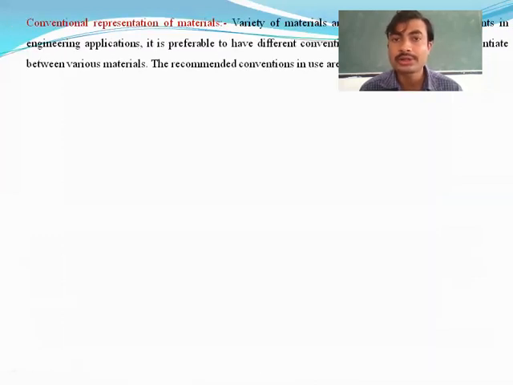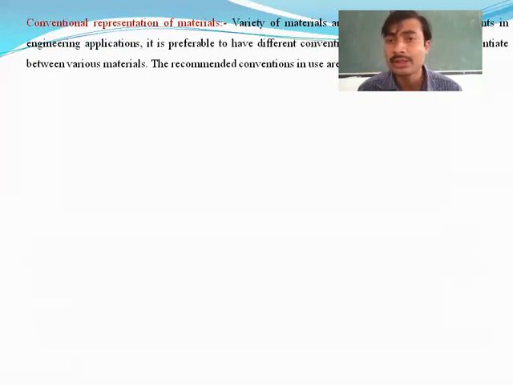The next one is conventional representation of the material. Why is the conventional representation of the material required? Being an engineer, we should have knowledge about each and every material. Suppose you take any machine component or any building material, house construction, etc. The machine will be made up of several materials. It may be made up of steel or wood or plastic, etc.